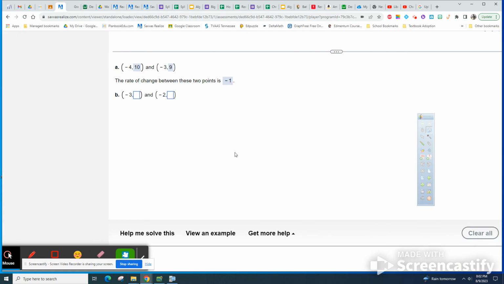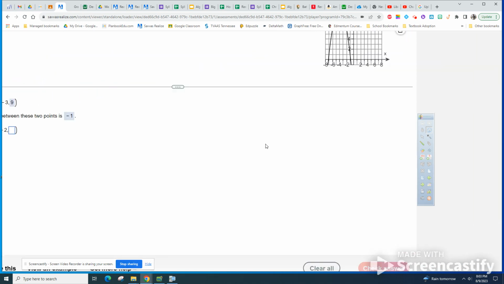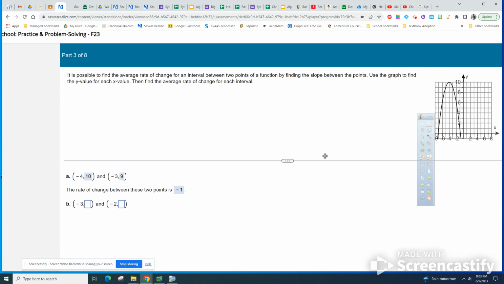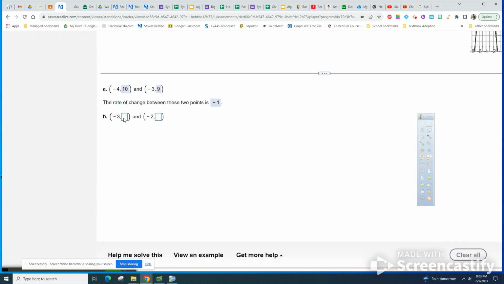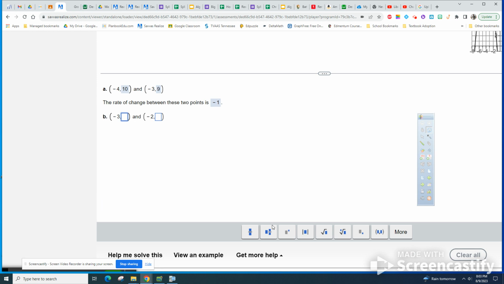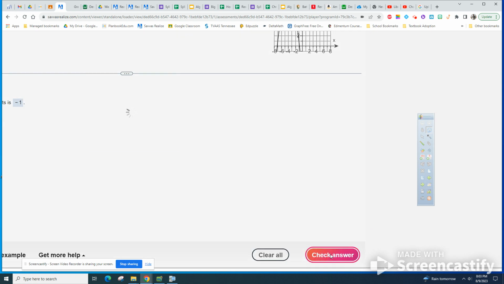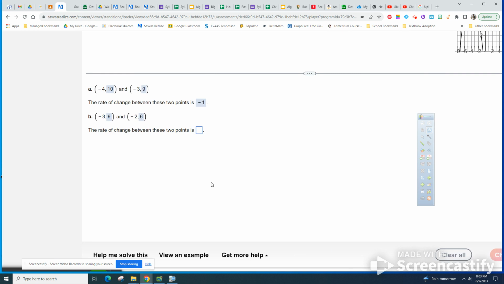Now it asks for a couple more points. We know that negative 3 is 9, but I'm going to have to come up here to find negative 2. Negative 2 appears to be 6. So we have 9 still for that one, and 6 for negative 2. Come hit check answer, and it says again, nice work, and rate of change once again.